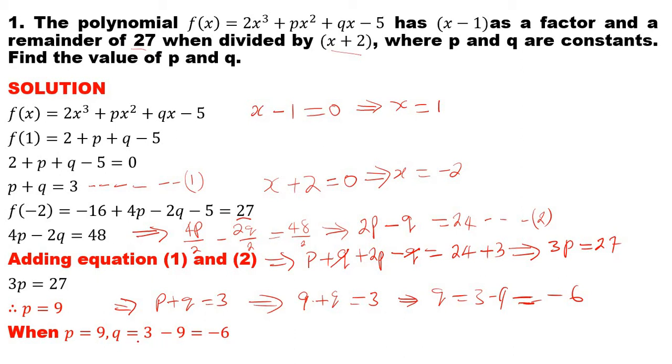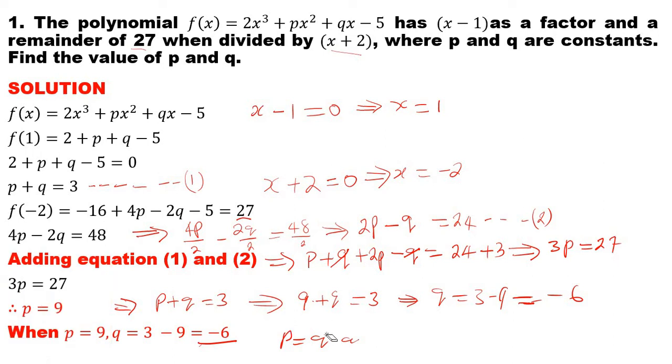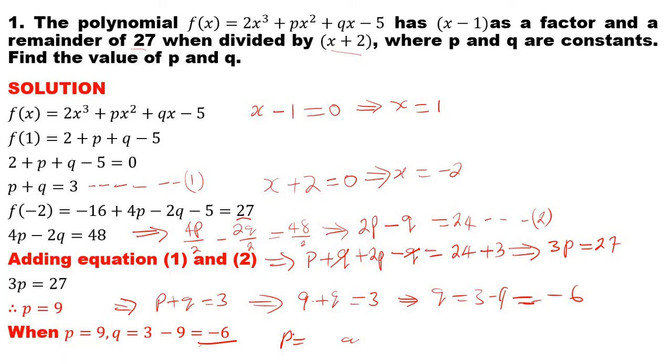So that is why we are having this minus. So our p is 9, and our q is minus 6. So that is it for this polynomial.